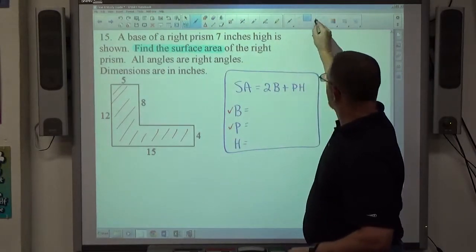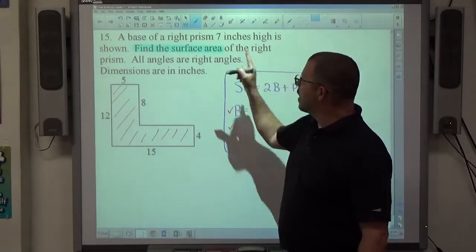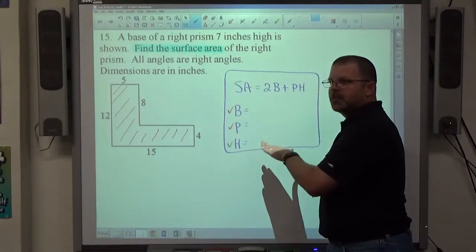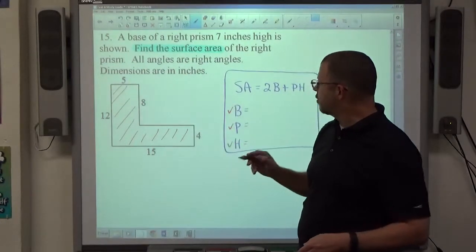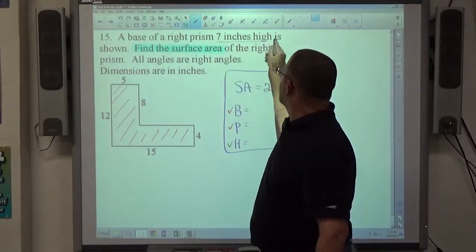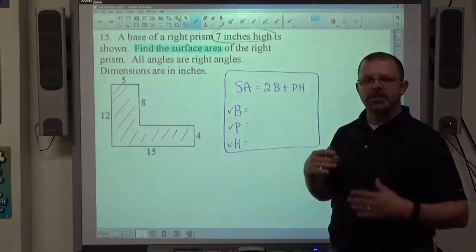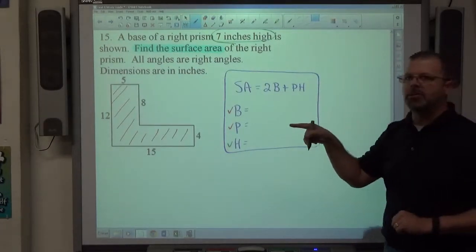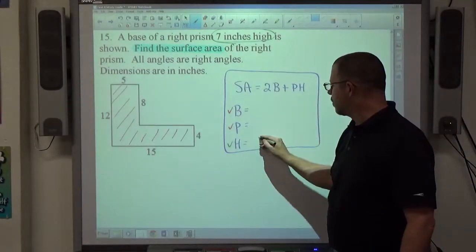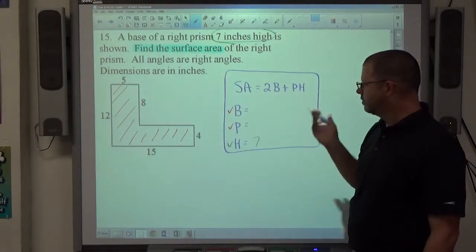And H, if I'm trying to find surface area, H is a three-dimensional height. I'm looking for a three-dimensional picture. I don't see a three-dimensional picture, which tells me that the height is going to be within the words. So if I see a three-dimensional picture, I might be able to see the height on the picture. If I see only a two-dimensional picture, I'm going to expect to see the height up in the words. So 7 is H.